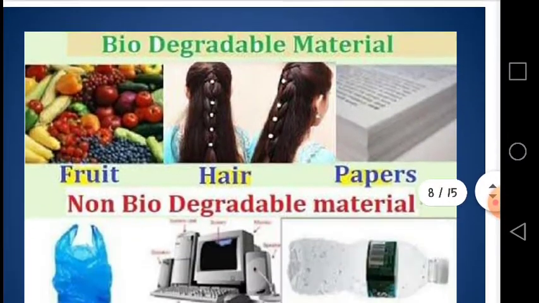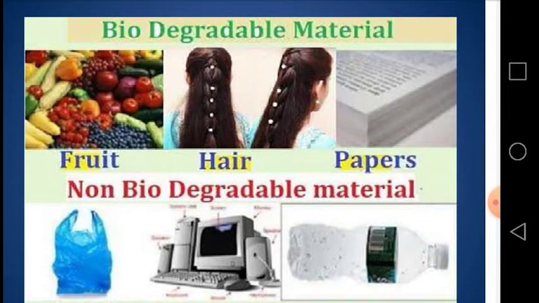Now dear students, we are focusing on biodegradable material and non-biodegradable material. What does biodegradable mean? Any substance which is present in the water and is decomposed by microorganisms is called biodegradable material. And any material which is not decomposed by microorganisms is called non-biodegradable material.